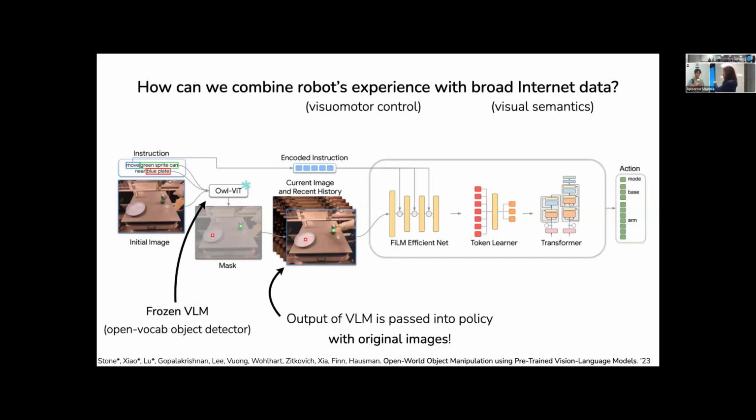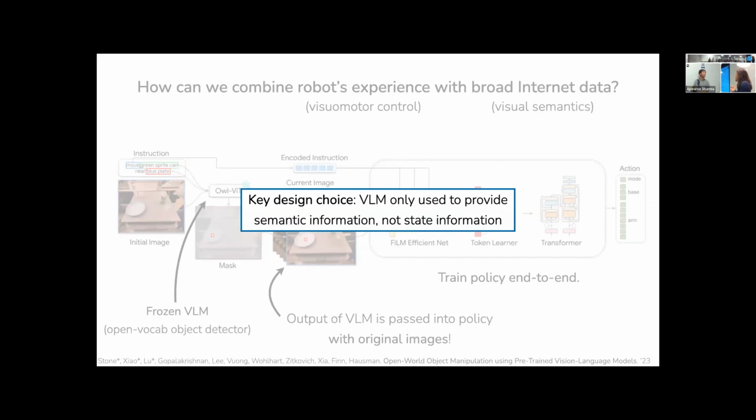And so the output of the frozen VLM is passed into a policy with the original images. And then we train a policy end to end on top of the predictions from the VLM and the images. What's nice about this is we can essentially retain the benefits of end-to-end learning and use all of the information available in the image, while also benefiting from the semantic knowledge that the VLM possesses. And really the key design choice here is that the VLM is only used to provide the semantic information of connecting the object description to its location in the image, and not actually providing a detailed state representation.